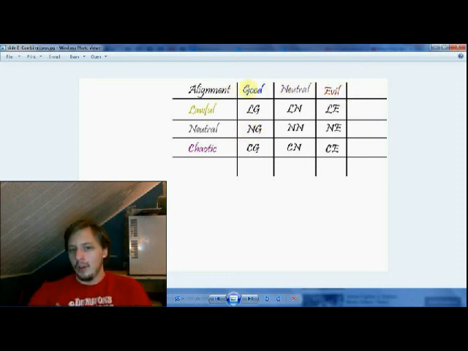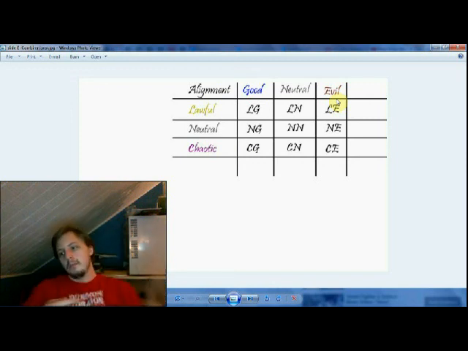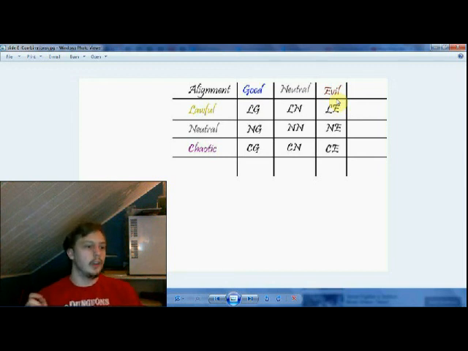Alignment for the good-evil axis is actually a little easier because you can think of a neutral character as more likely to do things for the greater good, but more so if it benefits them specifically. They're probably not going to go and help save the world, but they'll help save their country or their city, something that's very close to them.